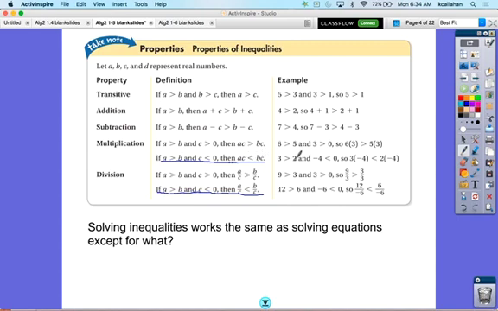Or look over here. 3 is greater than 2. And negative 4 is less than 0. So if I multiply both sides by negative 4, I'm going to get negative 12 on this side, and get negative 8 on that side. So you can see that 3 was greater than 2, but now negative 12 is less than negative 8.